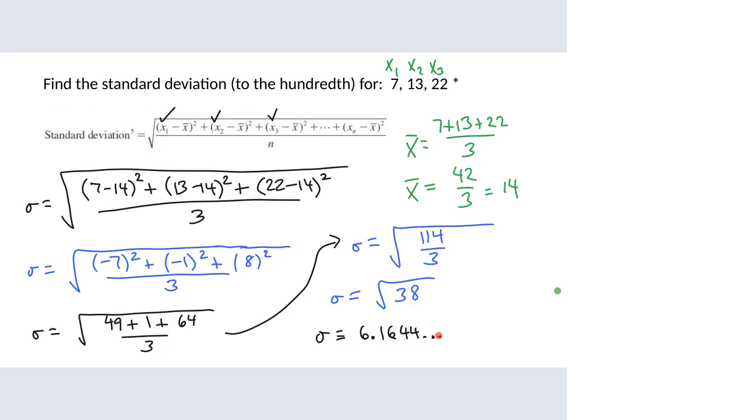That decimal keeps going, but we were told to round to the nearest hundredth. So we'll find the hundredths place. Look one space to the right, that's 4, lower than 5. So we'll round this down to 6.16. If you have questions on that, let me know. Outstanding work on the poll, everybody. That's terrific.